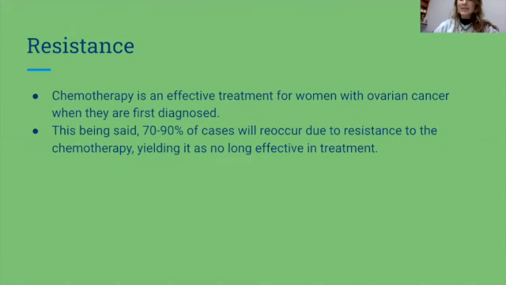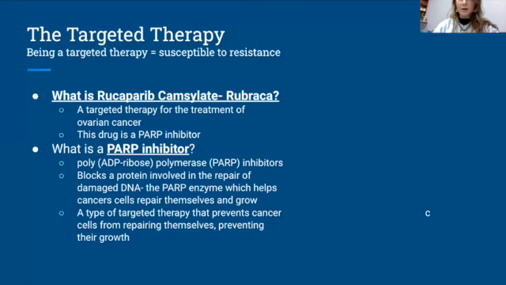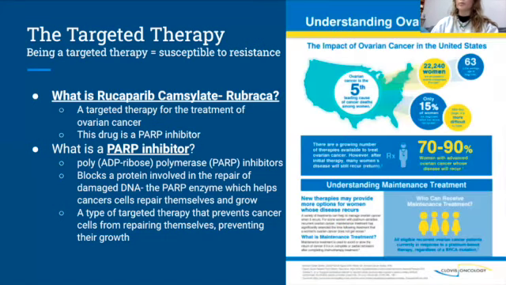In terms of resistance, chemotherapy is an effective treatment for women when they're first diagnosed with ovarian cancer, but 70 to 90% of cases will reoccur due to drug resistance. And that remains true for our targeted therapy, Rubraca, or by its scientific name, rucaparib camsylate.